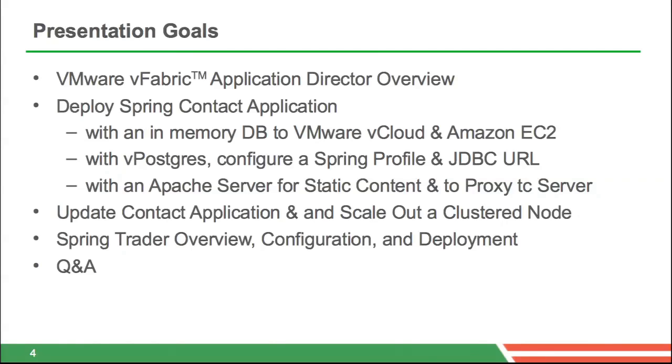And then we'll take that and iterate on that version and create a new one. We'll add vPostgres and have an external database. We'll configure the Spring profile to switch from the in-memory one to the Postgres one, and we'll also create a properties file for the new JDBC URL. Then we'll add an Apache server for static content serving from a JavaScript application, and also to proxy TC server. Then we'll update one of the contact apps that we deployed, and we'll also do scale out on it, and that's on a cluster node on TC server.